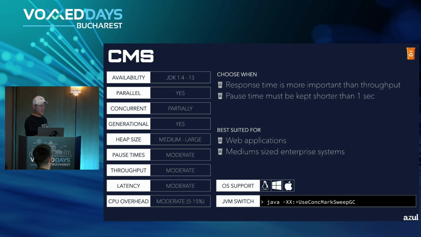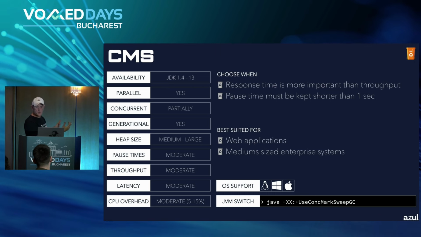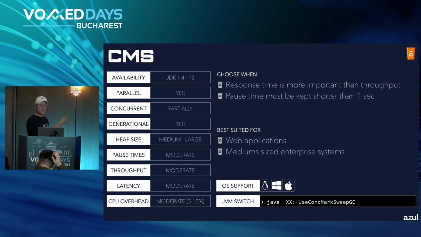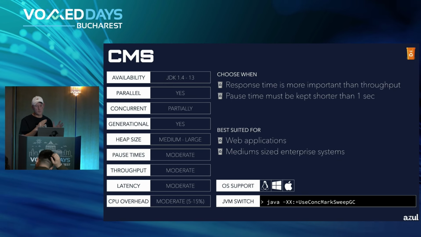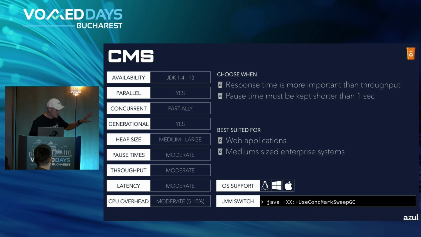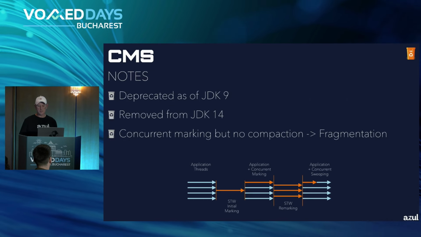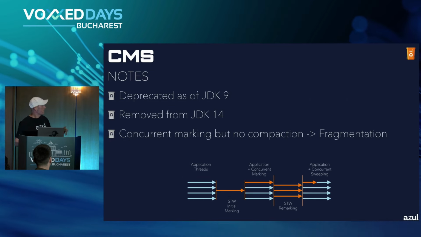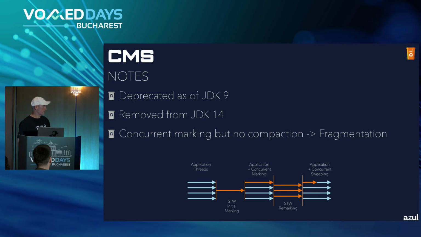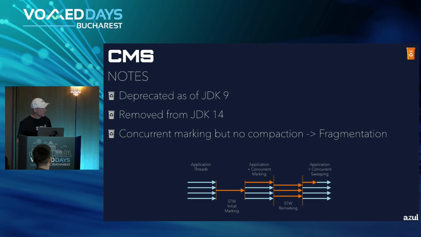If you use this one, you have maybe 90 cores for the application, and you need 10 cores for doing garbage collection concurrently. So you always see a drop in performance when you do concurrent garbage collection, that's a fact. So the CPU overhead was a little bit higher than with the parallel GC. It was deprecated in JDK 9 and then removed from JDK 14 onwards, so it's not in the JDK anymore.